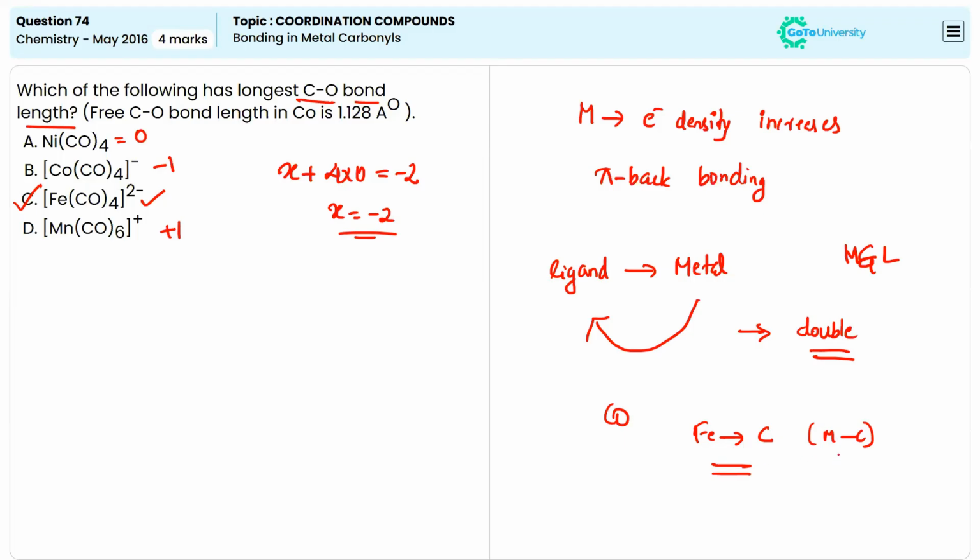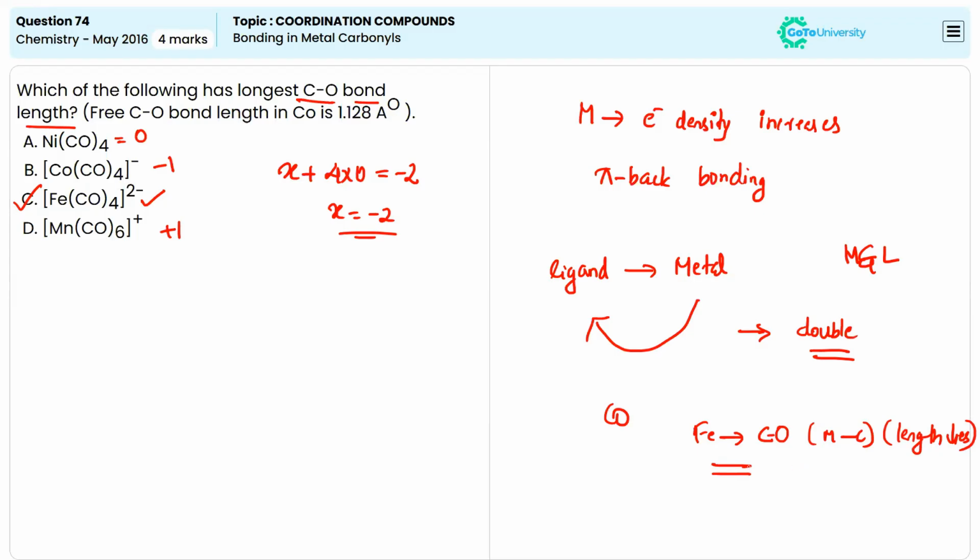Because here the metal carbon bond strength is increasing. So when the metal carbon bond strength is increasing, this bond length will decrease. Means the metal carbon bond length will decrease. When the metal carbon bond length is decreasing, the carbon oxygen bond length in the ligand will increase. So here they are asking about the carbon oxygen bond length. If they were asking about the metal carbon bond length, it will decrease.